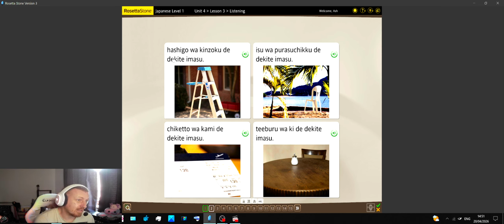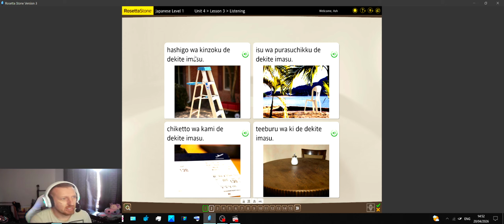There we go. So we have Hashigo wa kinzoku de dekite imasu. And isu wa plastiku de dekite imasu. Chiketu wa kami de dekite imasu. And teburu wa ki de dekite imasu. So we got, is made from, dekite imasu. And then obviously the stuff up above it is what it is.